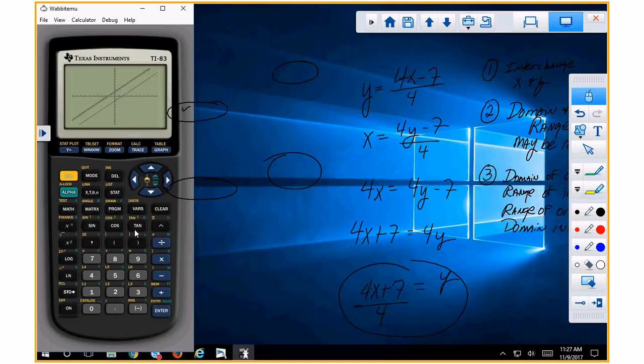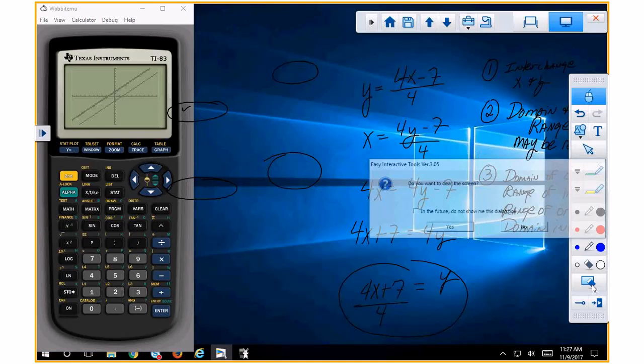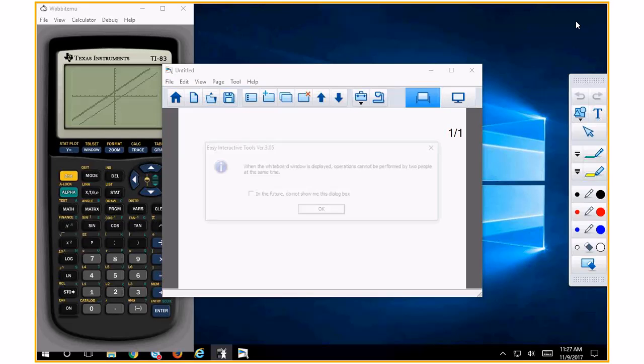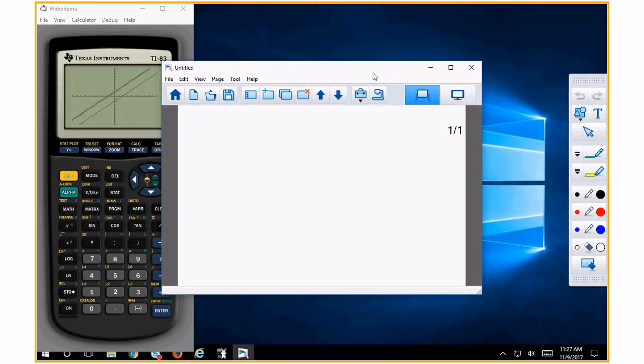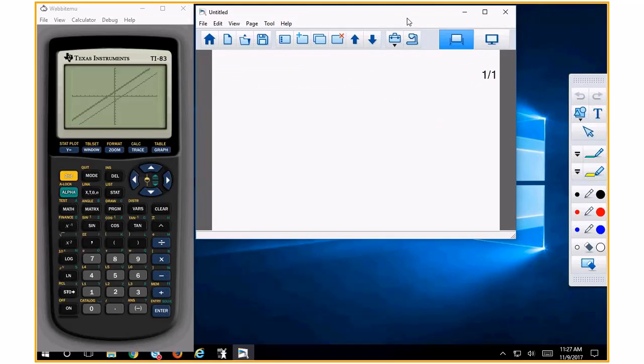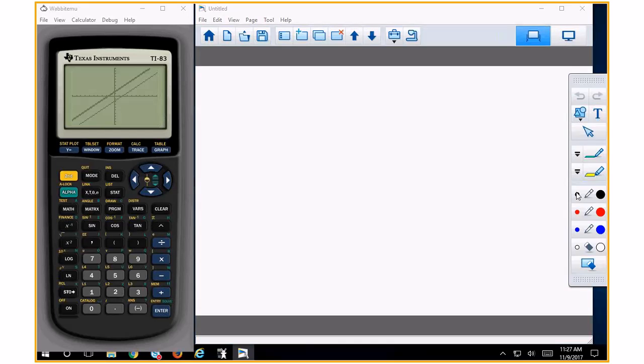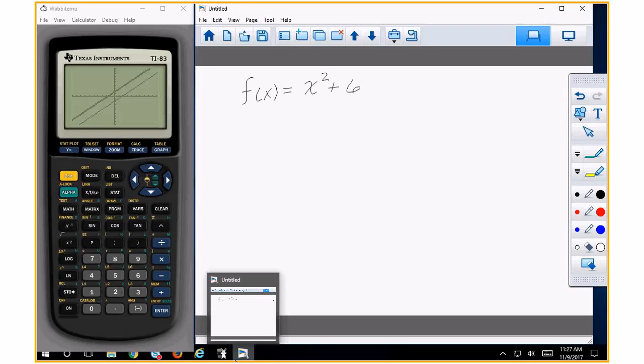I should have shown you a linear. Let's do a linear right quick. I'll just make up one. I don't like to make up one because sometimes that can be a pain. But let me go here and go here. Things I do for y'all. I didn't even think about nonlinear. So f of x is equal to x squared plus 6. Okay, that's the same thing as y is equal to x squared plus 6.